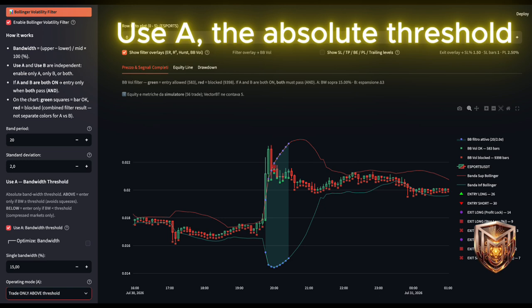Compares bandwidth against a fixed threshold. Above only, enters only when the market's already moving. Below only, the opposite, looking for compression. For Bollinger reversal, typically above only. A re-entry matters more when there's already movement. Use A is a fixed threshold. Above or below, it decides which side the market needs to be on.